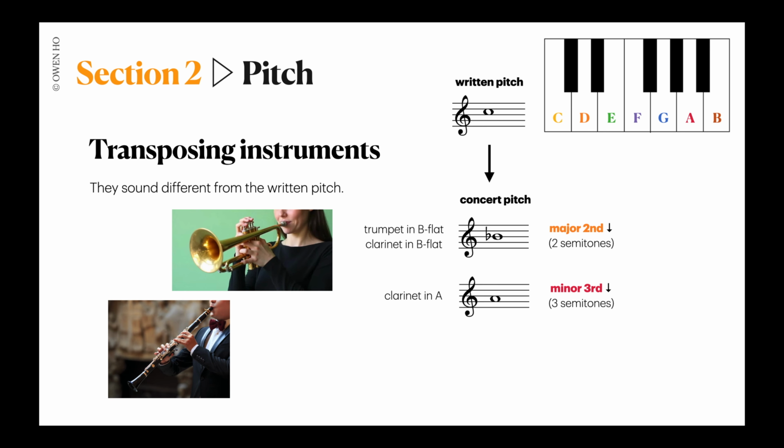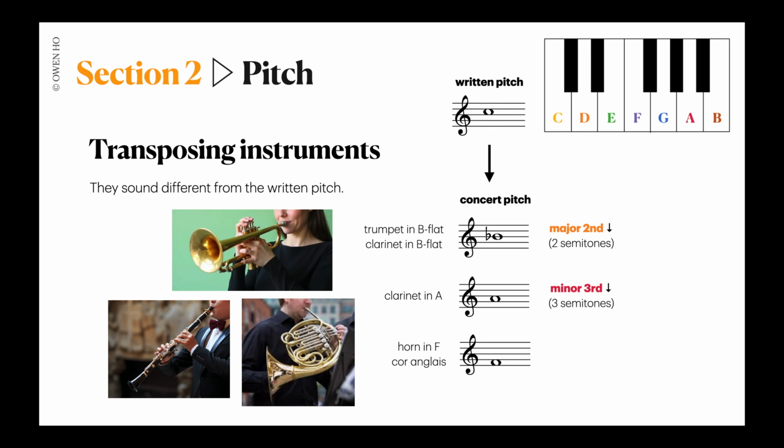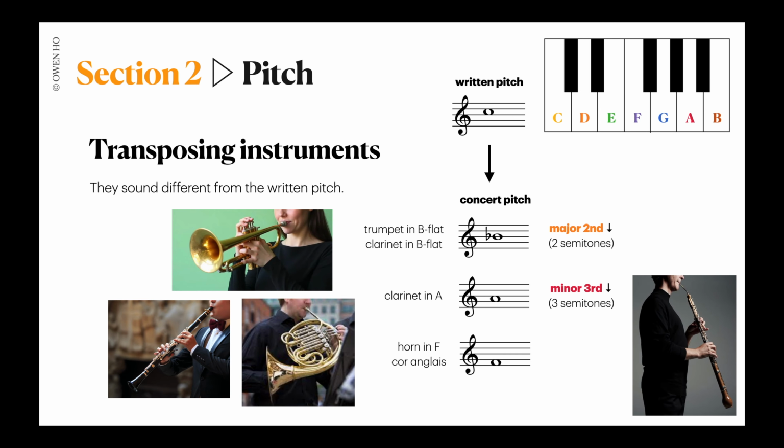Lastly, there are also the transposing instruments of the horn in F and cor anglais that will play the written pitch at a much lower pitch, and this time the distance is called the perfect fifth, which is equal to 7 semitones. Again, we'll come back to the term perfect fifth in a later video.